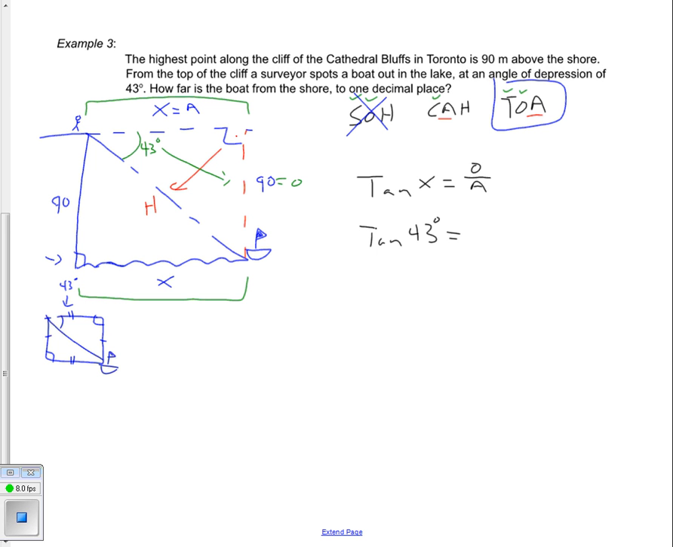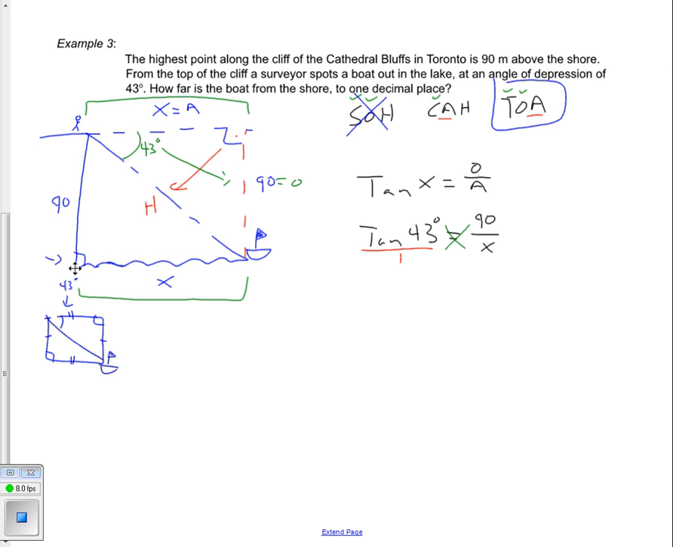So tan of 43 degrees is equal to, in this case, 90 over x. Okay, so our opposite divided by our adjacent. Now, we've already talked about how any number can be written as a fraction, so tan of 43 degrees can also be written as a fraction, so we're going to do that. And then what we're going to do is cross multiply. So we're going to take tan 43 degrees times x is equal to 90 times 1.